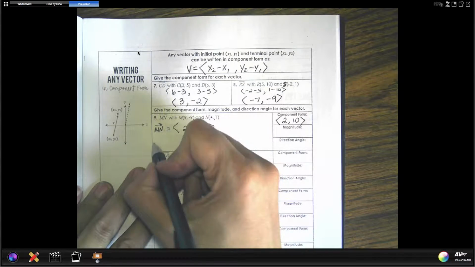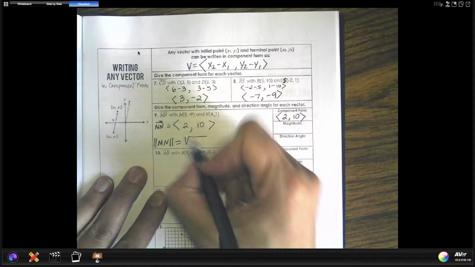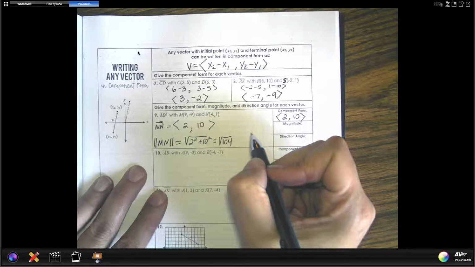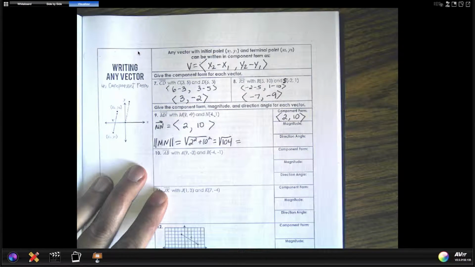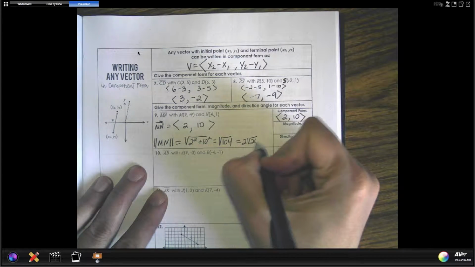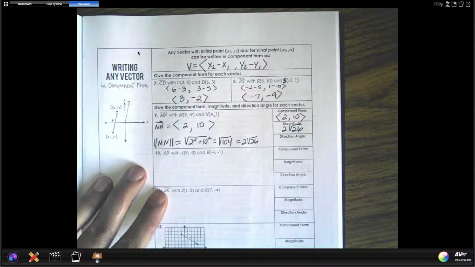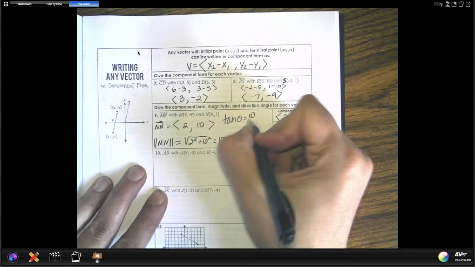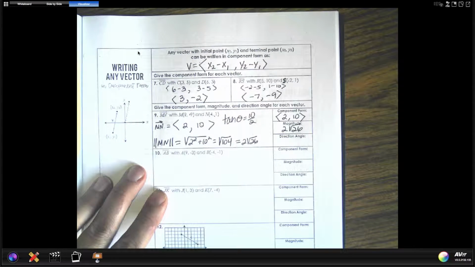Now to find my magnitude of MN, all I need to do is take a squared plus b squared, which is 4 plus 100, gives me square root of 104. Which 4 can go into 104? 26 times, so 2 square root of 26 is our magnitude. And then for our direction angle, we just take b divided by a, so we could just say the inverse tangent of 5, and that equals 78.69 degrees.